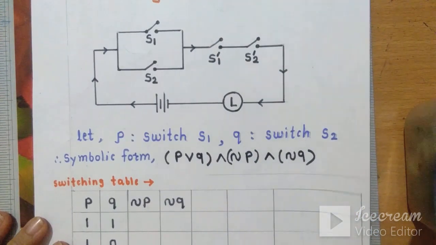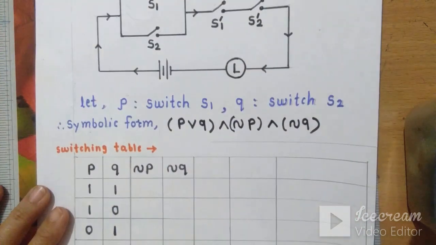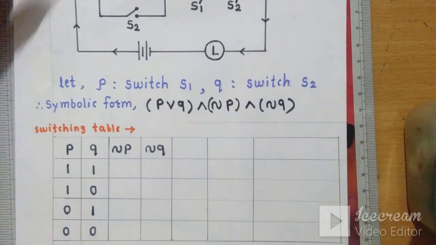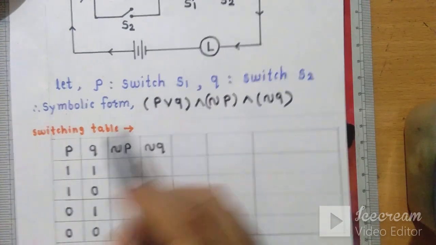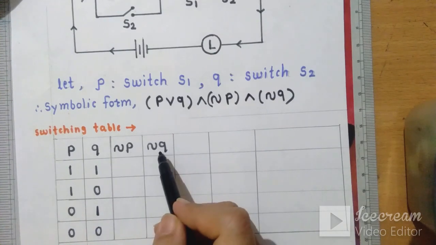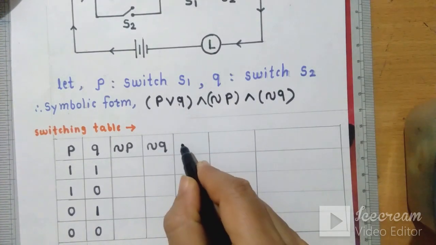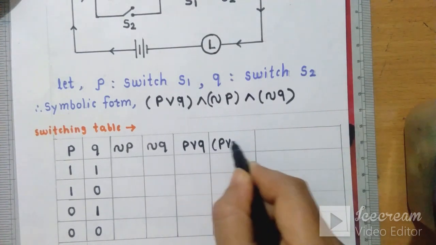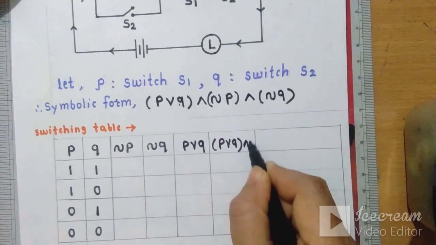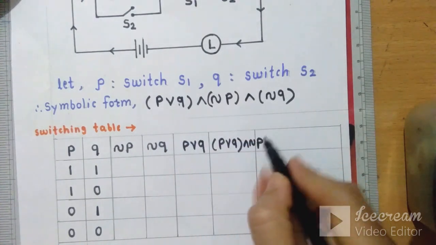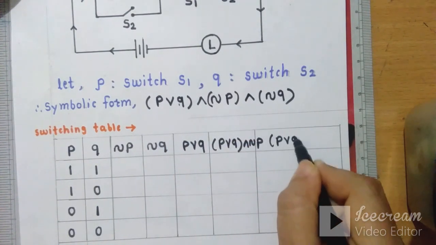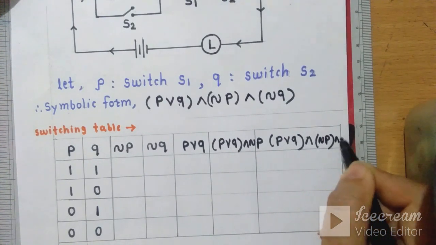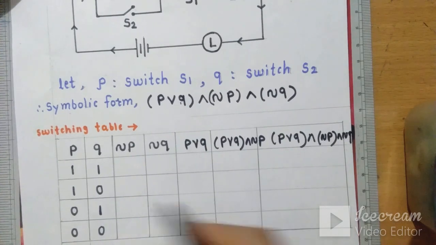So now next we have to write the switching table, and already in the question 1 we have written input output table, that means switching table. So here we have written P, Q, negation P, negation Q. Then we will write P disjunction Q. Next one P disjunction Q conjunction negation P, and last one is this whole P disjunction Q, then conjunction negation P conjunction negation Q.